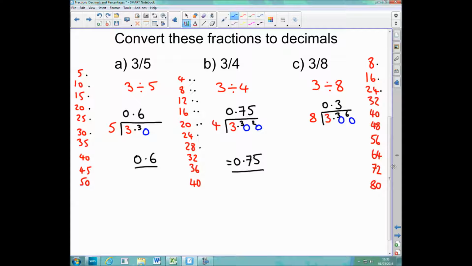Put a new 0 on. How many 8's go into 60? 1, 2, 3, 4, 5, 6, 7, with 4 left over. New 0. How many 8's go into 40? And that's 1, 2, 3, 4, 5. So 3 eighths is 0.375.